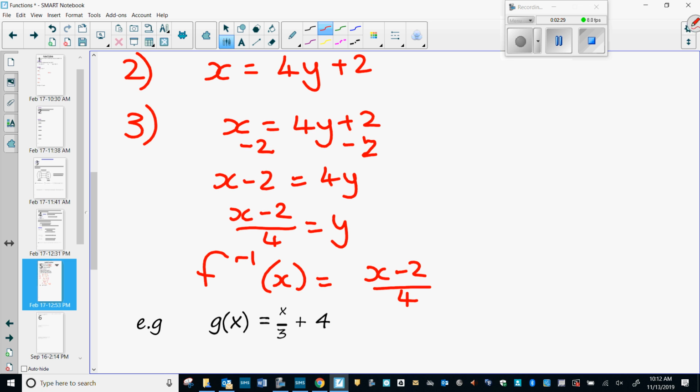x minus 2. Oh, that's the inverse? Yeah. That's it, full stop.